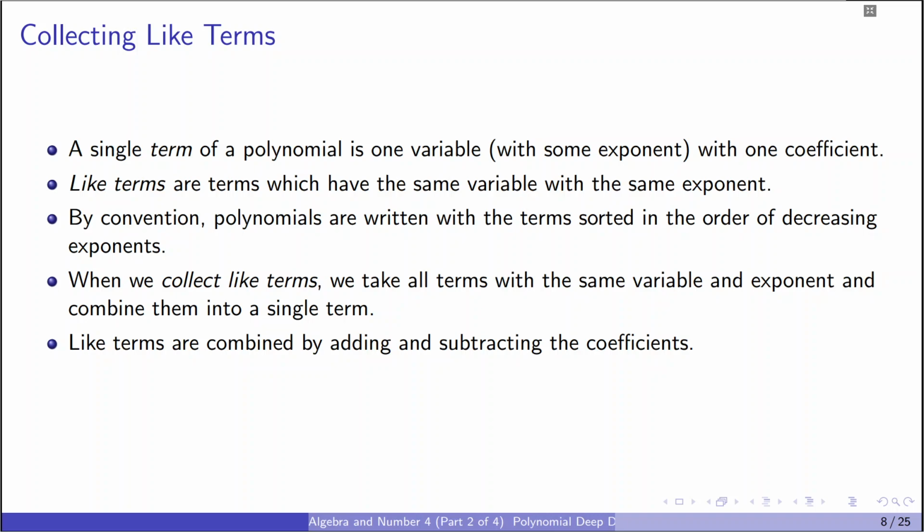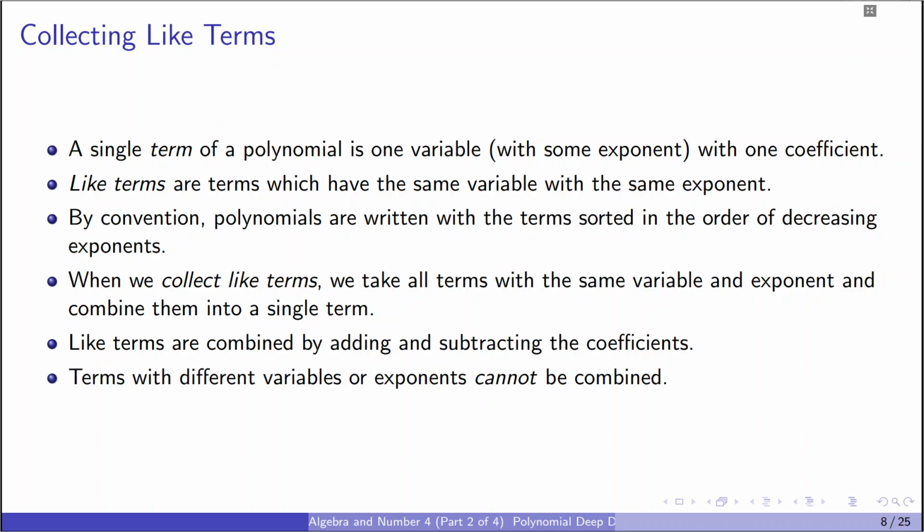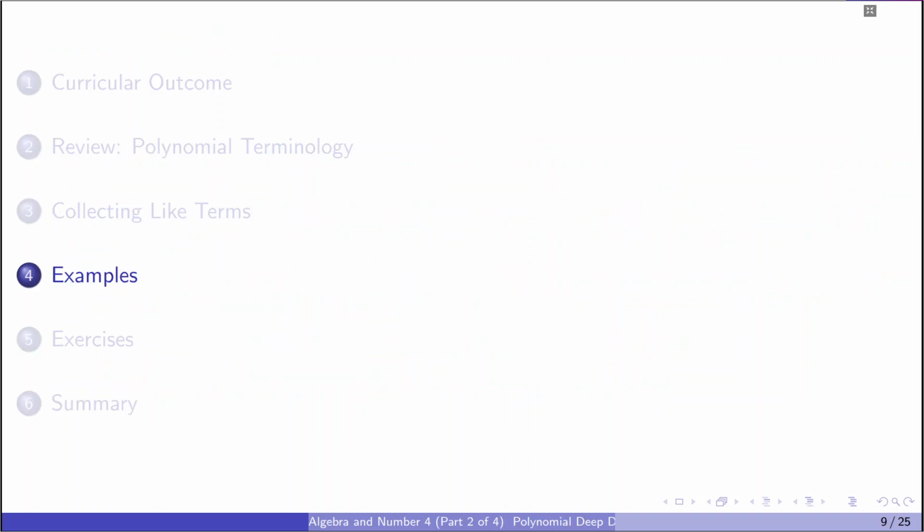Like terms are combined by adding and subtracting the coefficients. Terms with different variables or exponents cannot be combined. So x and y do not combine. x squared and x cubed do not combine. xy squared and x squared y do not combine. It has to be a perfect match for everything but the coefficient. Let's see some examples.